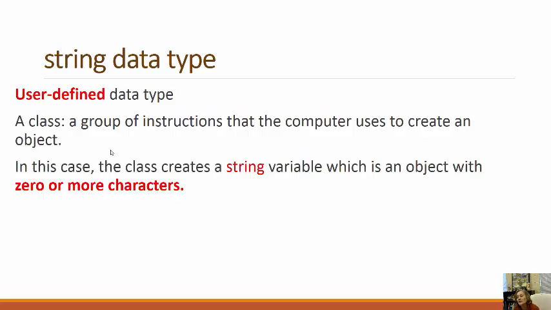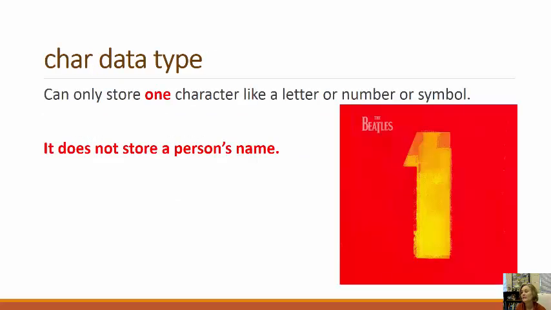For instance, if you wanted to have a name as a data type and you want them to be able to enter the full name, then you're going to have to use a string data type. You can't use character data type because character data type is only for one character. So here we go on to character data type: it can only store one character, like a letter or number or symbol. You cannot store a person's name in the character data type.